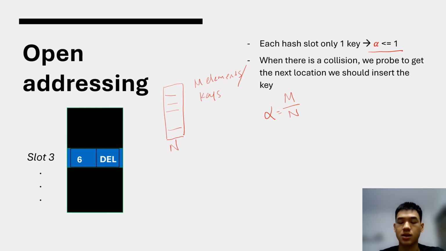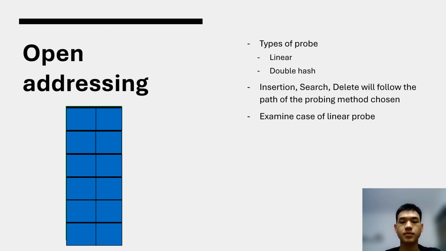So that's the idea. And you see here, when there's a collision, we do a probe to get the next location in which we insert the key. I'll discuss that in the next slide. For the purposes of this summary, I'll just discuss linear probing. If you're interested in the other types of probe, you can visit the GitHub page.